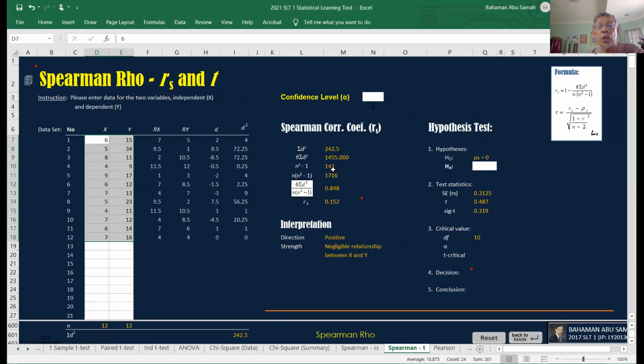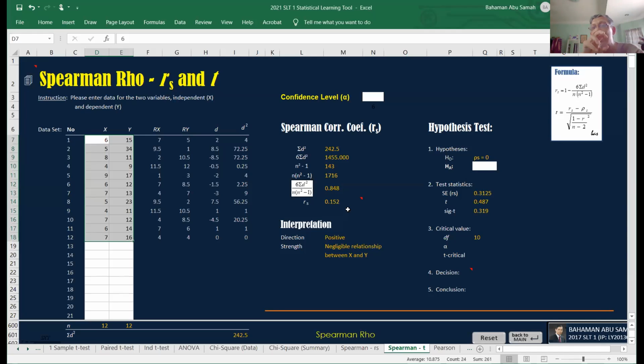N squared minus 1 is 143, and then n multiplied by n squared minus 1 is 1716, and the whole thing here is 0.848. Therefore, Rs equals 1 minus 0.848, which is equivalent to 0.152.